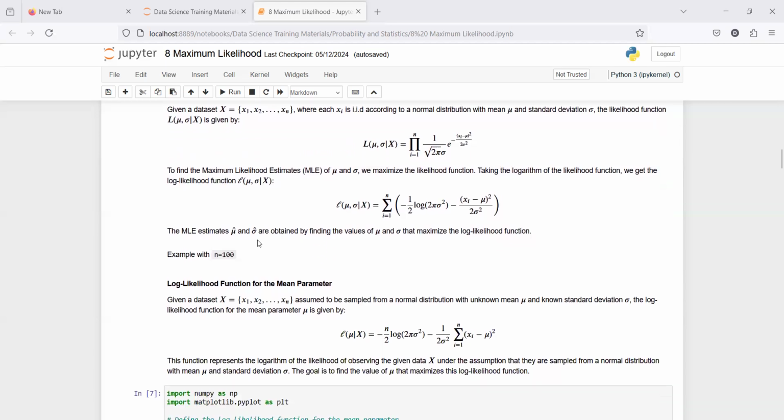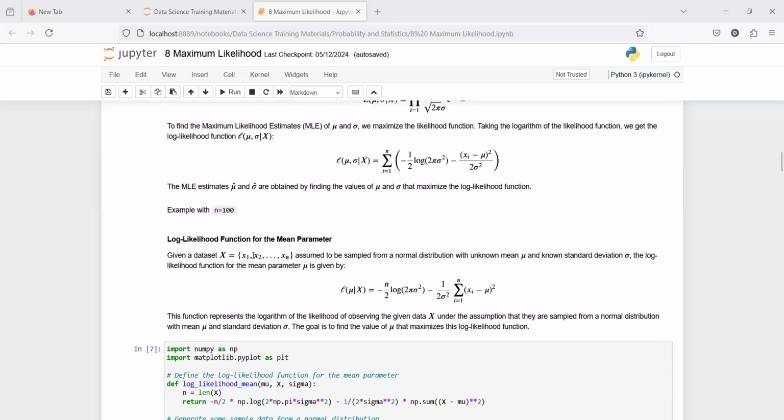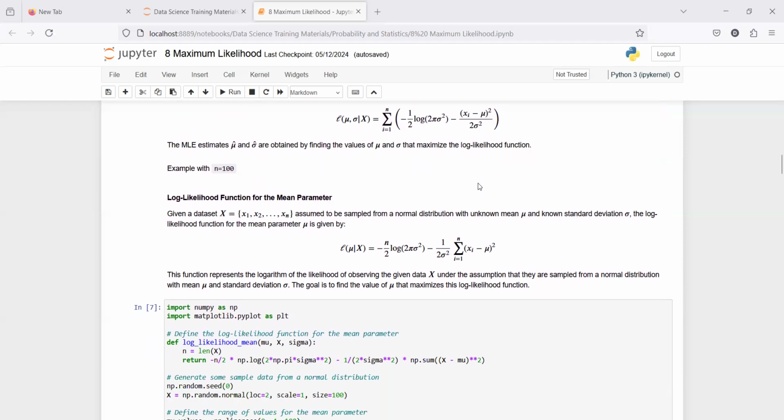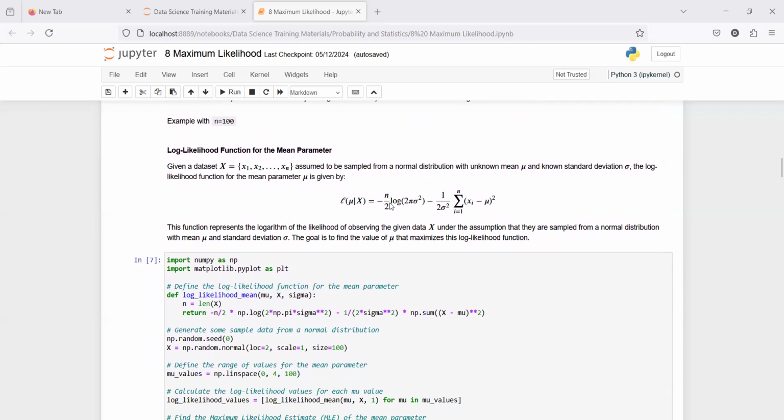Now, if we want to find the log likelihood with respect to the mean parameter, we would get this term here. And this function represents the logarithm of the likelihood of observing the given data X under the assumption that they're sampled from a normal distribution with mean mu and standard deviation sigma. And we just maximize this.